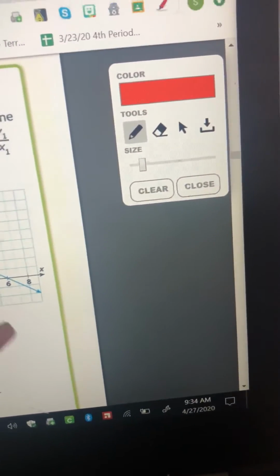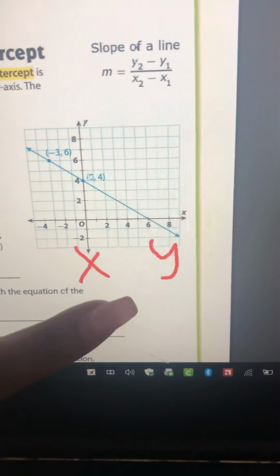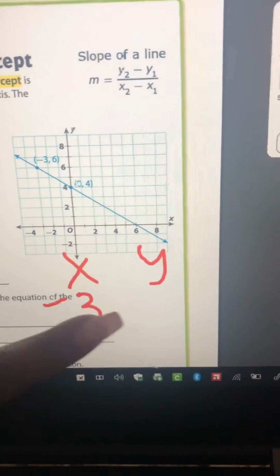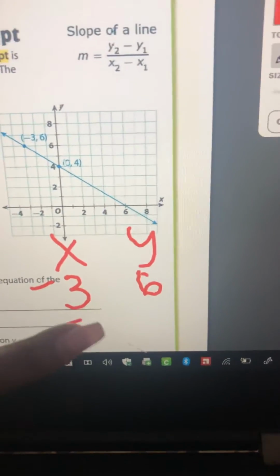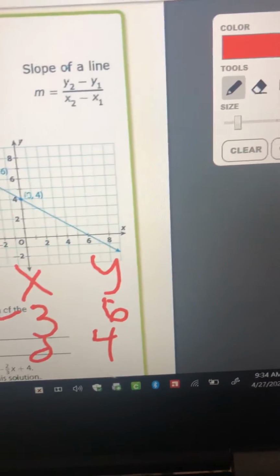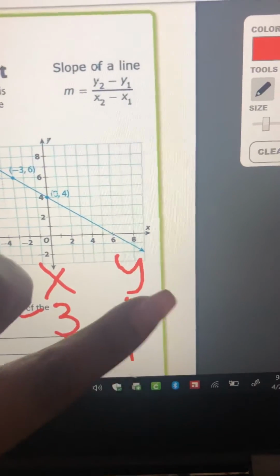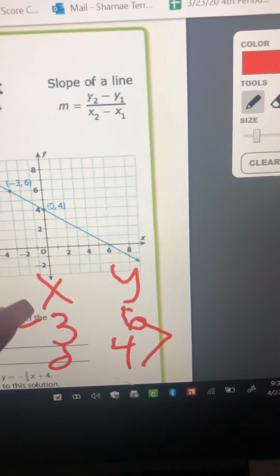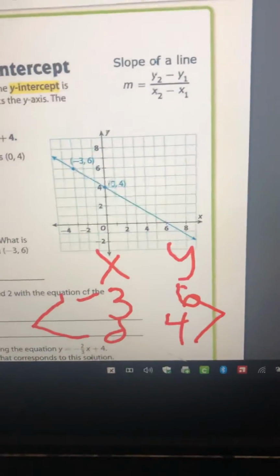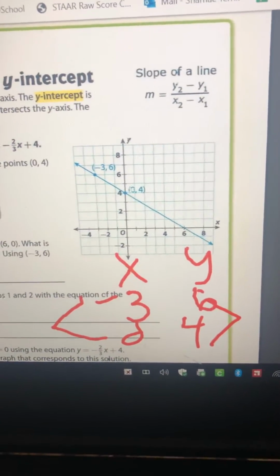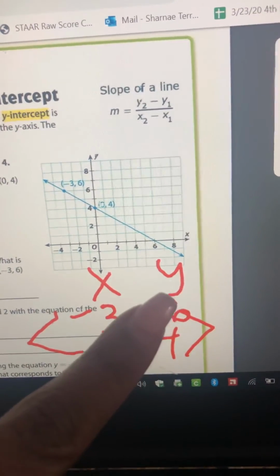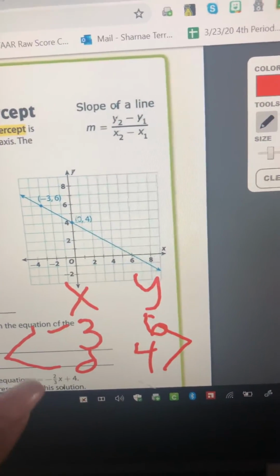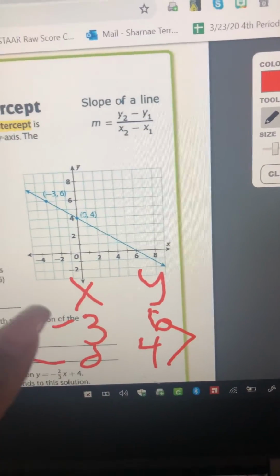So I have my x, I have my y, okay? My first ordered pair is -3, 6, and then I have 0, 4, okay? So now I'm going to put this in my calculator. It's the second y minus the first one. That's going to be the numerator of your fraction. And the denominator of your fraction is going to be the second x minus the first one.